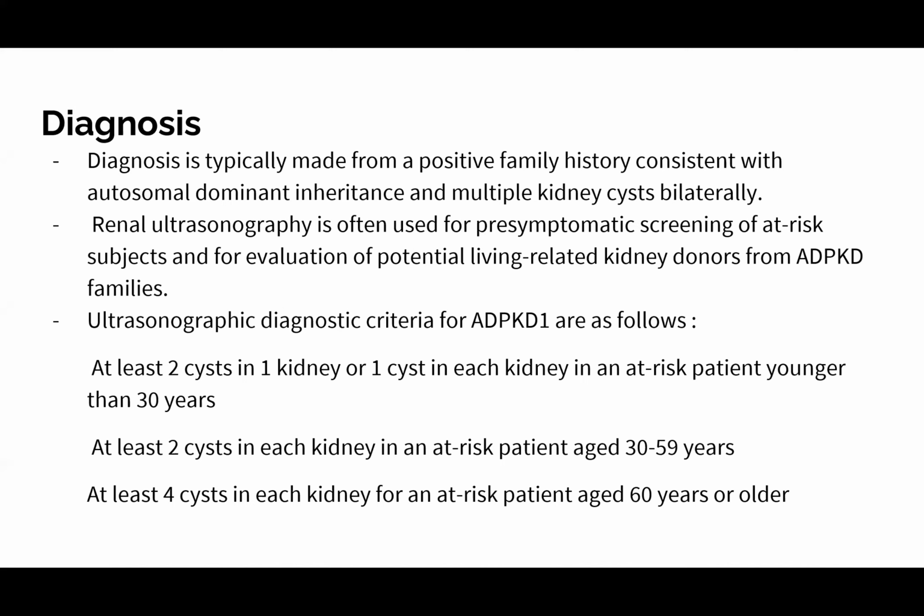The older the patient, the more cysts are required to confirm it is polycystic kidney. This is all in an at-risk patient. Who is an at-risk patient? A patient who has a family history of polycystic kidney. At-risk means what? That is the thing. Okay.